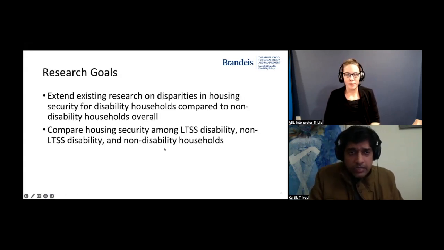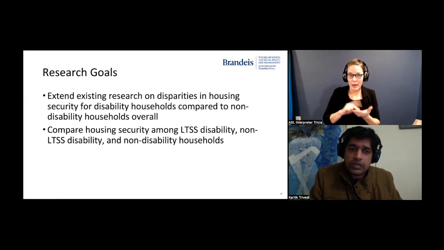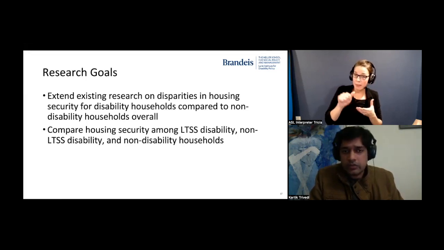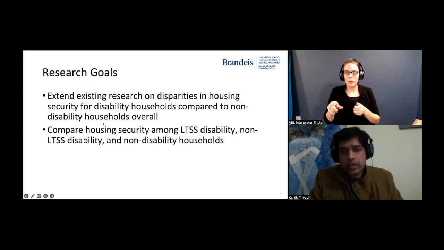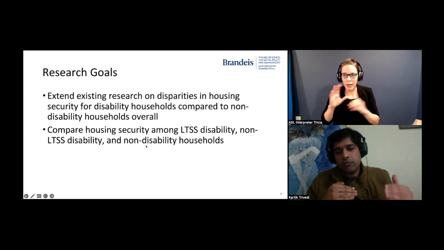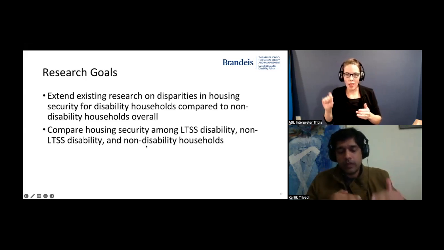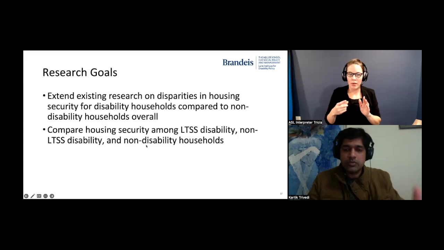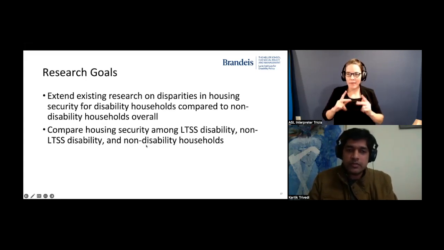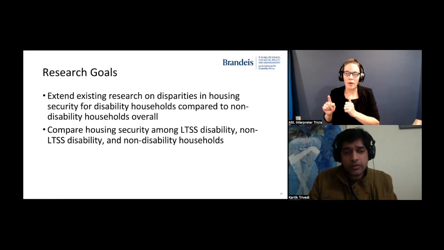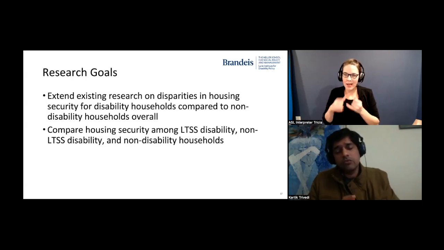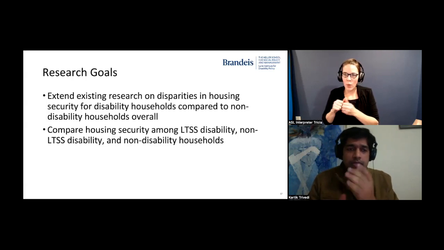I kind of talked about it. We want to compare housing security between LTSS disability households and non-LTSS disability and non-disability households. So we would be following a logistic regression and comparing these households. By LTSS disability households, I mean households with any member with long-term support services needs. Non-LTSS disability households are households with a person with disability who does not have an LTSS need. And finally, non-disability households are households without any person with disability. Next slide, please.